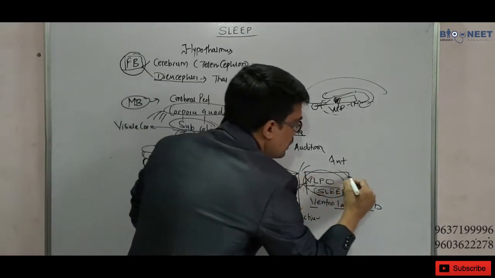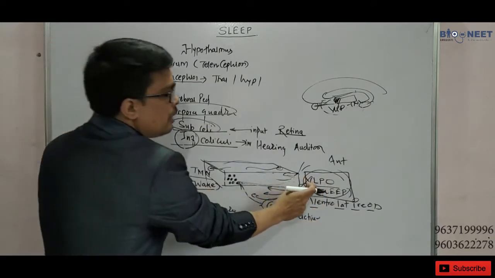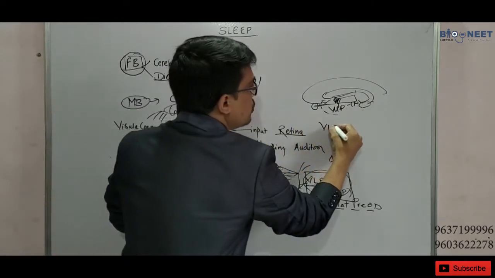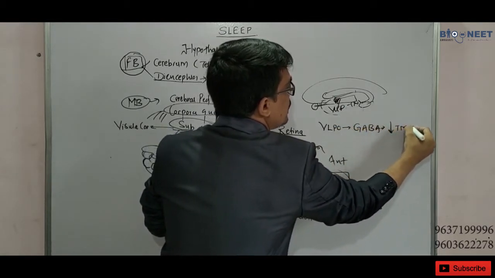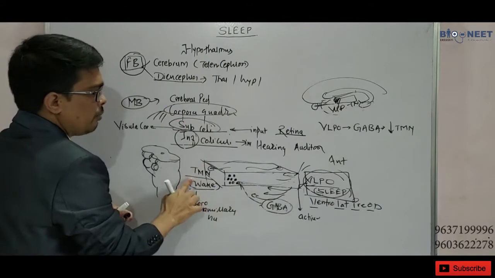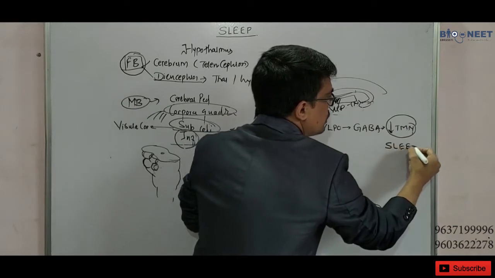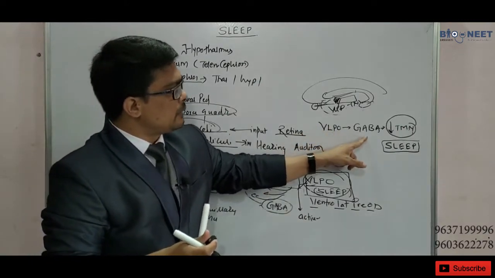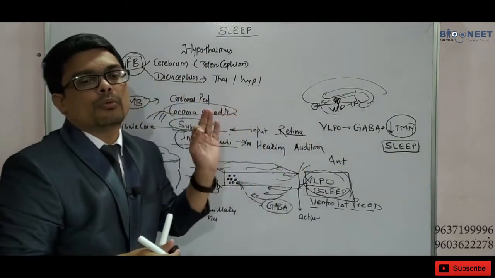So what is the function of VLPO? Sleep. How does VLPO perform this function? VLPO releases GABA, and this GABA inhibits the TMN center. If the TMN center is inhibited, what happens? TMN is for wakefulness, so if there is no wakefulness, the person goes to sleep. This is what I want you to remember: VLPO releases GABA, GABA inhibits the TMN center, and it induces sleep.